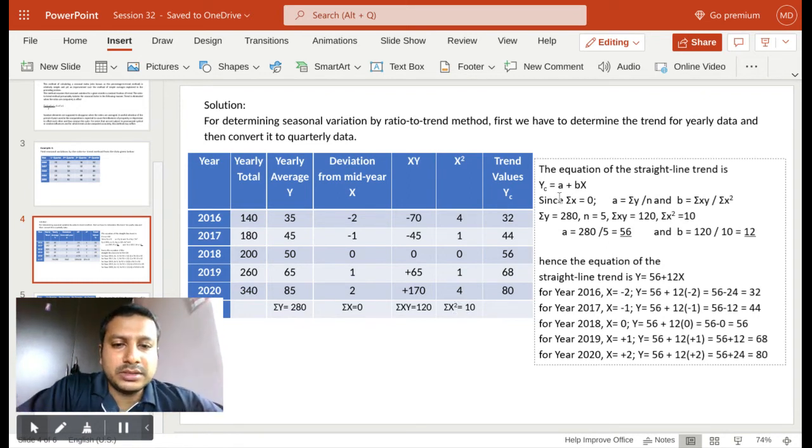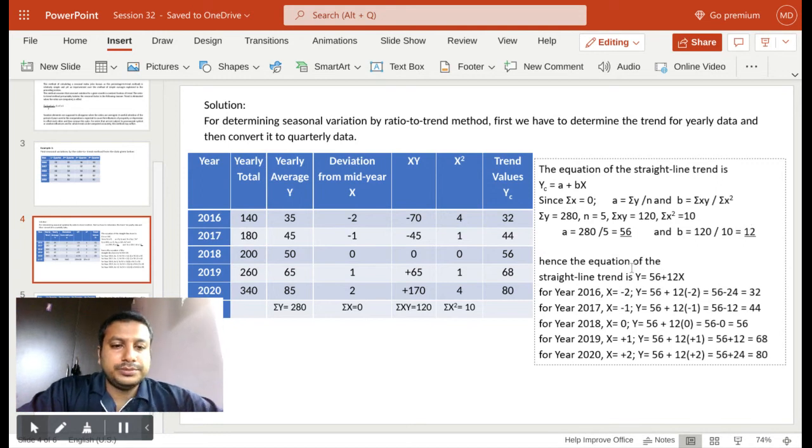Now you have to use the straight line equation, Y is equal to a plus bx. In order to find out a, the equation is summation y divided by n. Summation y is 280, n is 5 values. Summation y by n is 280 divided by 5 is 56. That is a. Next, b is equal to summation xy by summation x square. Summation xy is 120 by summation x square, 10. You'll get b is equal to 12.